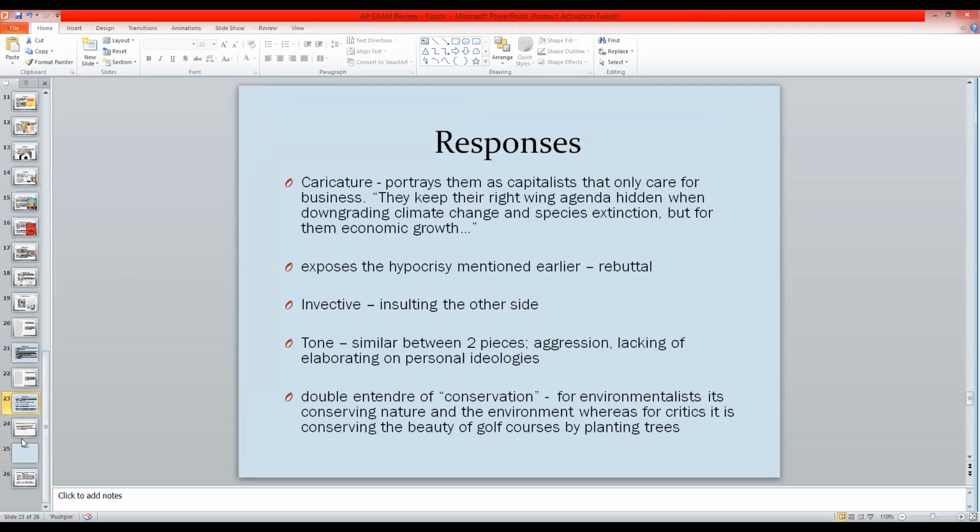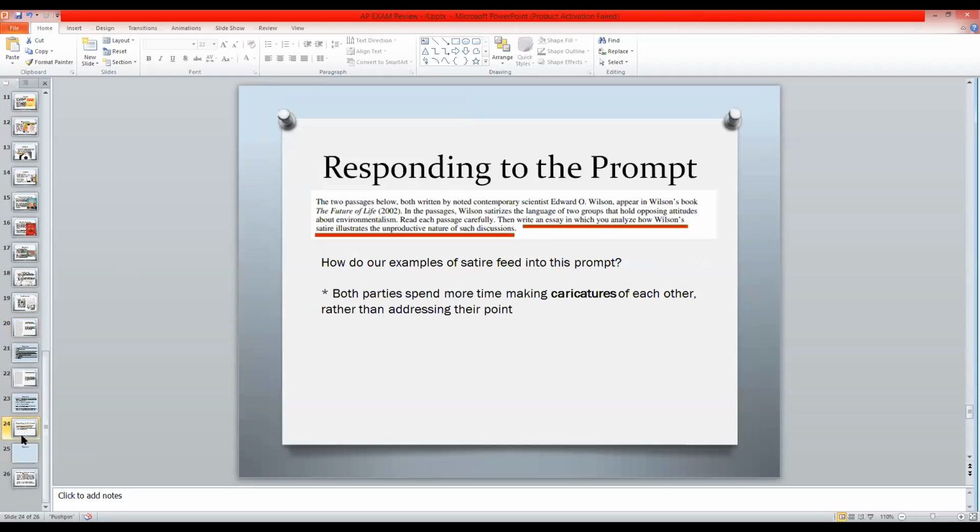So the prompt's actually this for the AP exam. They ask you to consider the two passages below, both written by noted contemporary scientist Edward O. Wilson, appearing in Wilson's book, The Future of Life. In the passages, Wilson satirizes the language of two groups that hold opposing attitudes about environmentalism. And they're going to ask you, read the passage carefully, then write an essay in which you analyze how Wilson's satire illustrates the unproductive nature of such discussions.